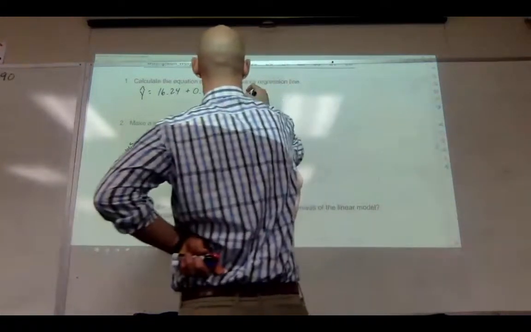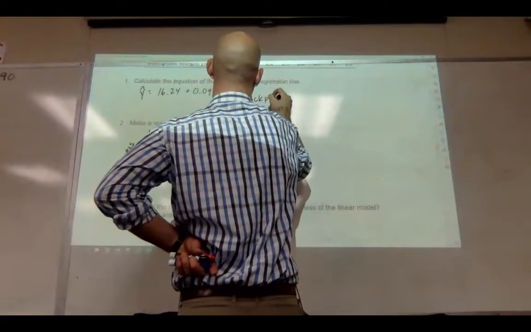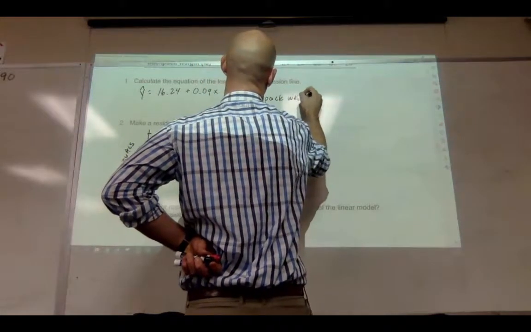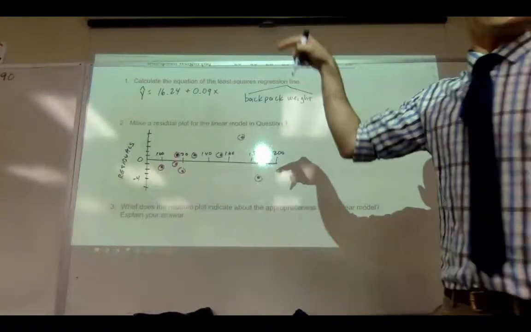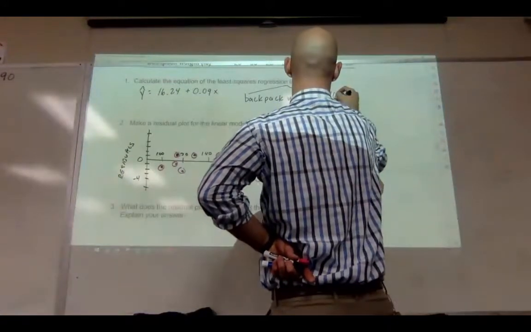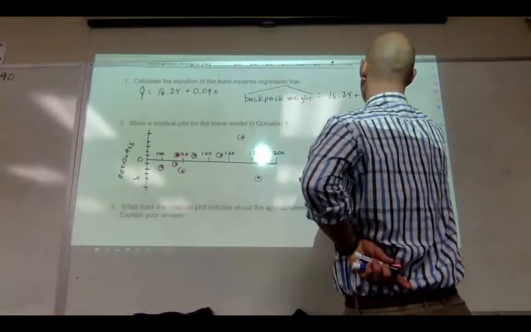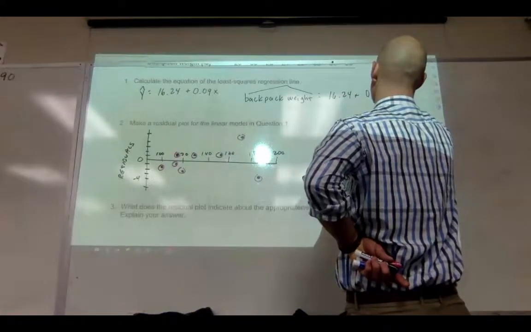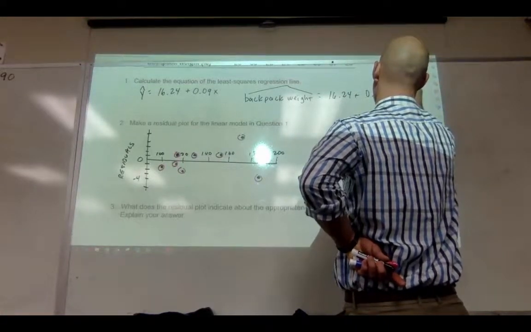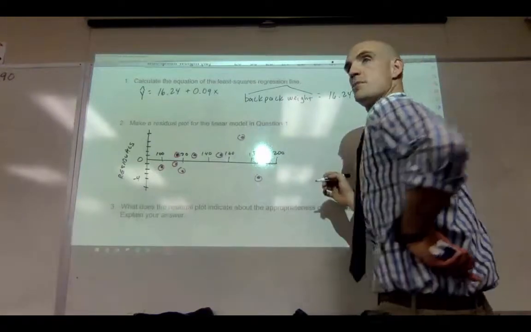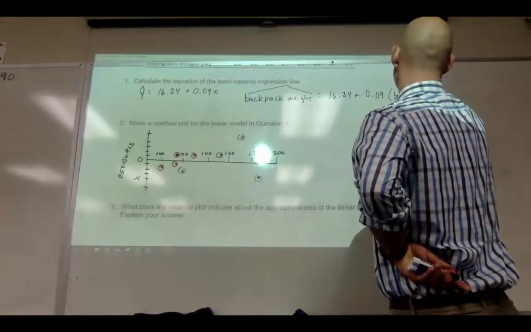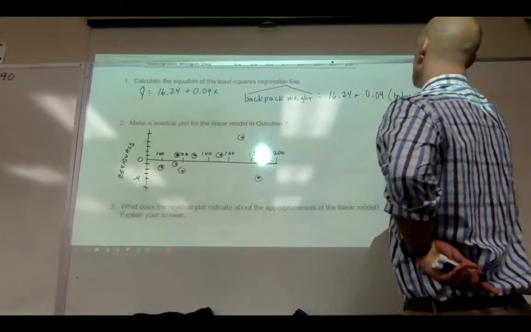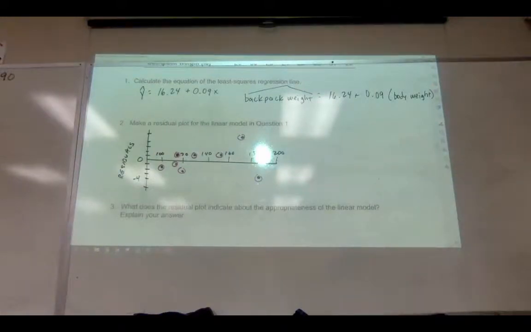Backpack weight in pounds. So backpack weight. And what does this hat mean? Predicted. Predicted backpack weight is equal to 16.24 plus 0.09 times, what's my explanatory variable? Body weight. Okay, so predicted backpack weight, 16.24 plus 0.09 times body weight.